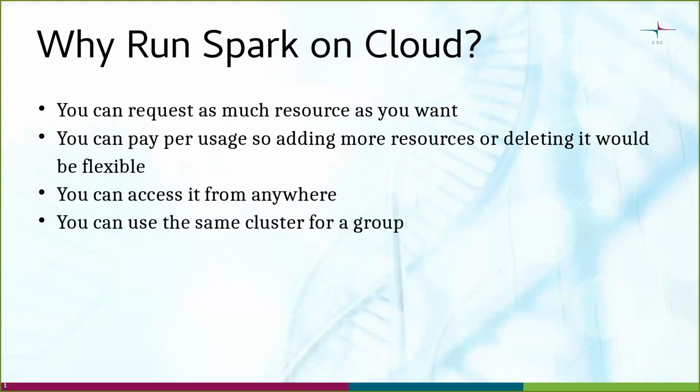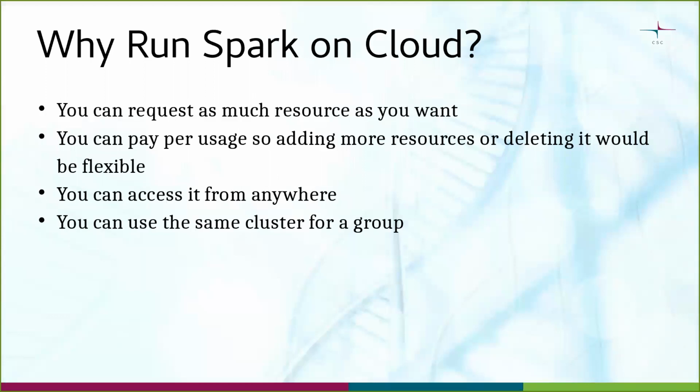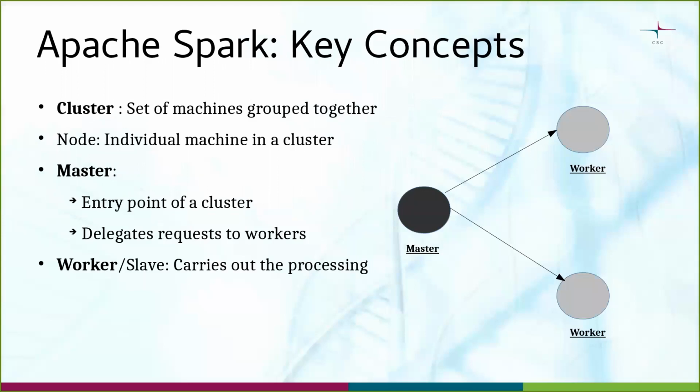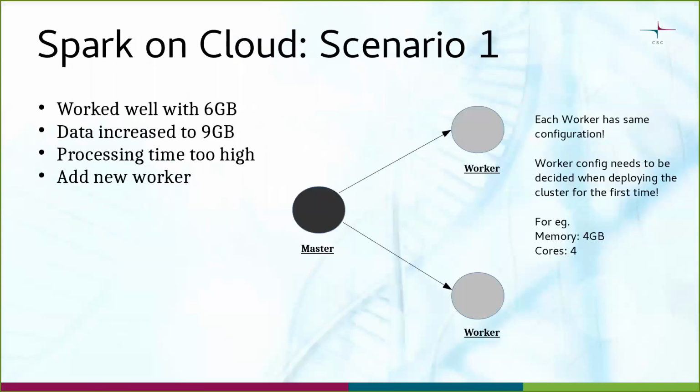So we saw how the cluster looks like. You have a master and a worker, and then we saw why you should actually run Spark on cloud, because having this kind of a structure is very flexible, that you can have more resources, and it also helps you save some costs. So let's consider this when you're running Spark on cloud, scenario one. So you have data which is like 6 GB of data. And this current configuration of the cluster works pretty well with 6 GB of data.